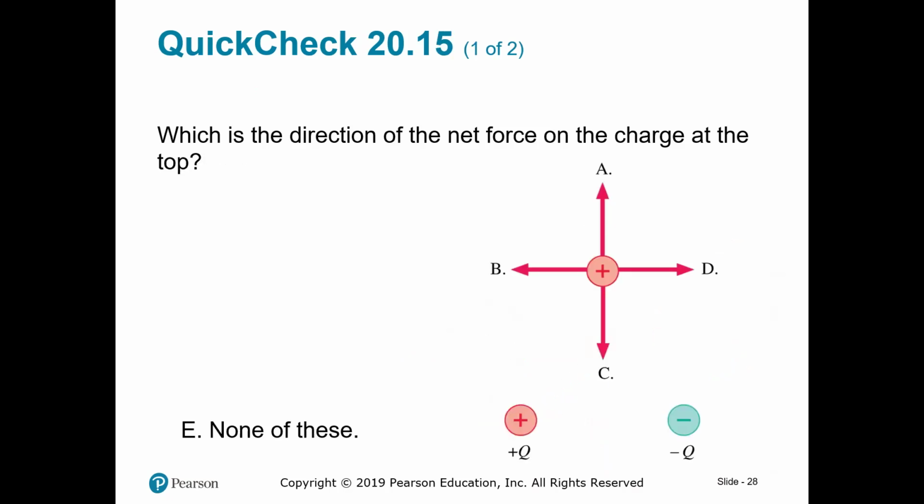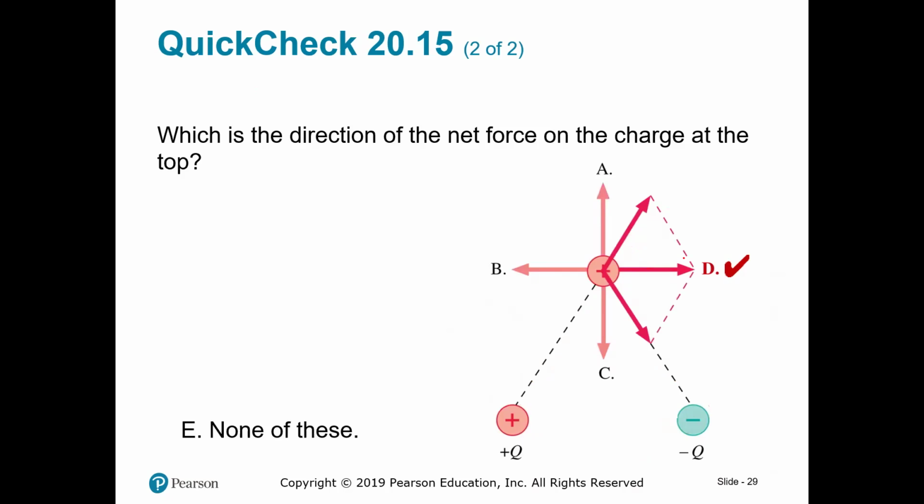How about here? Which is the direction of the net force on the charge at the top? Again, this charge will feel 2 forces. Due to this proton, it will feel a repulsive force. And then due to this negative charge, you have a repulsive force to the left, this way, right? So the net force, which is the vector sum of these 2 arrows, is gonna be to the right. So the answer is right.